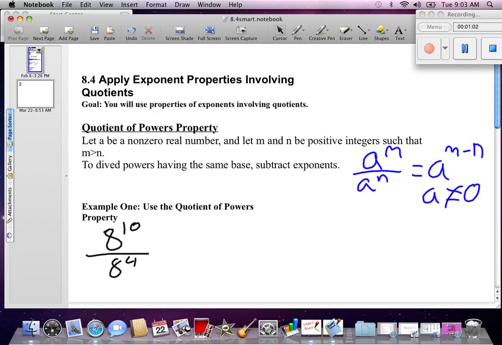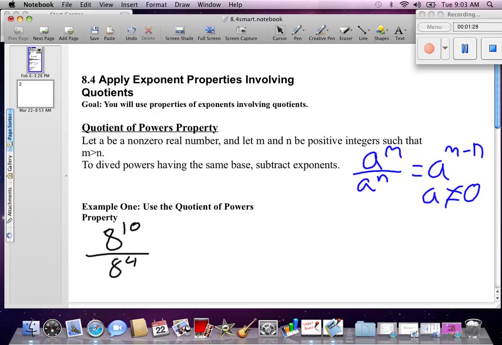So the other rule we're going to use is the quotient of power properties, which is lower down on your paper. Let A and B be real numbers with B not 0, and let M be a positive integer. So it's kind of like the distributive property again. We've got A over B in parentheses to the nth power, so we take A to the nth over B to the nth. Okay.